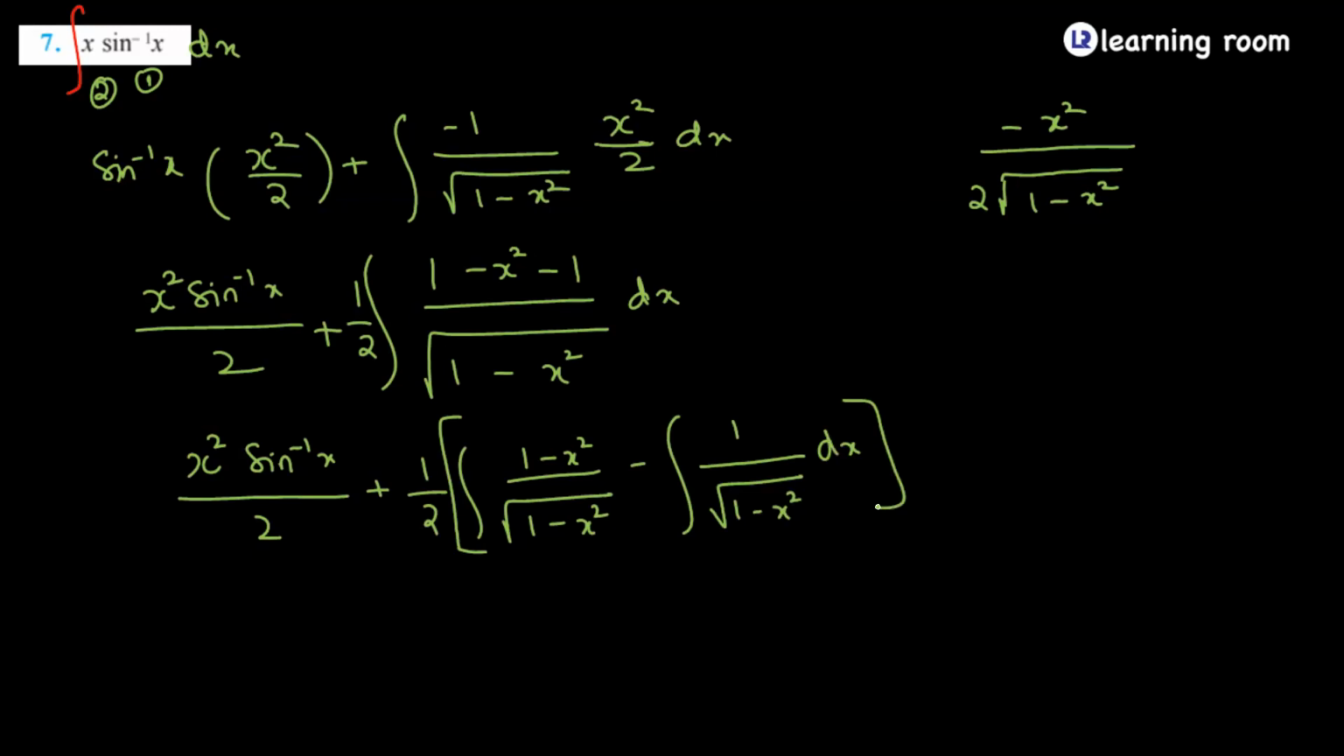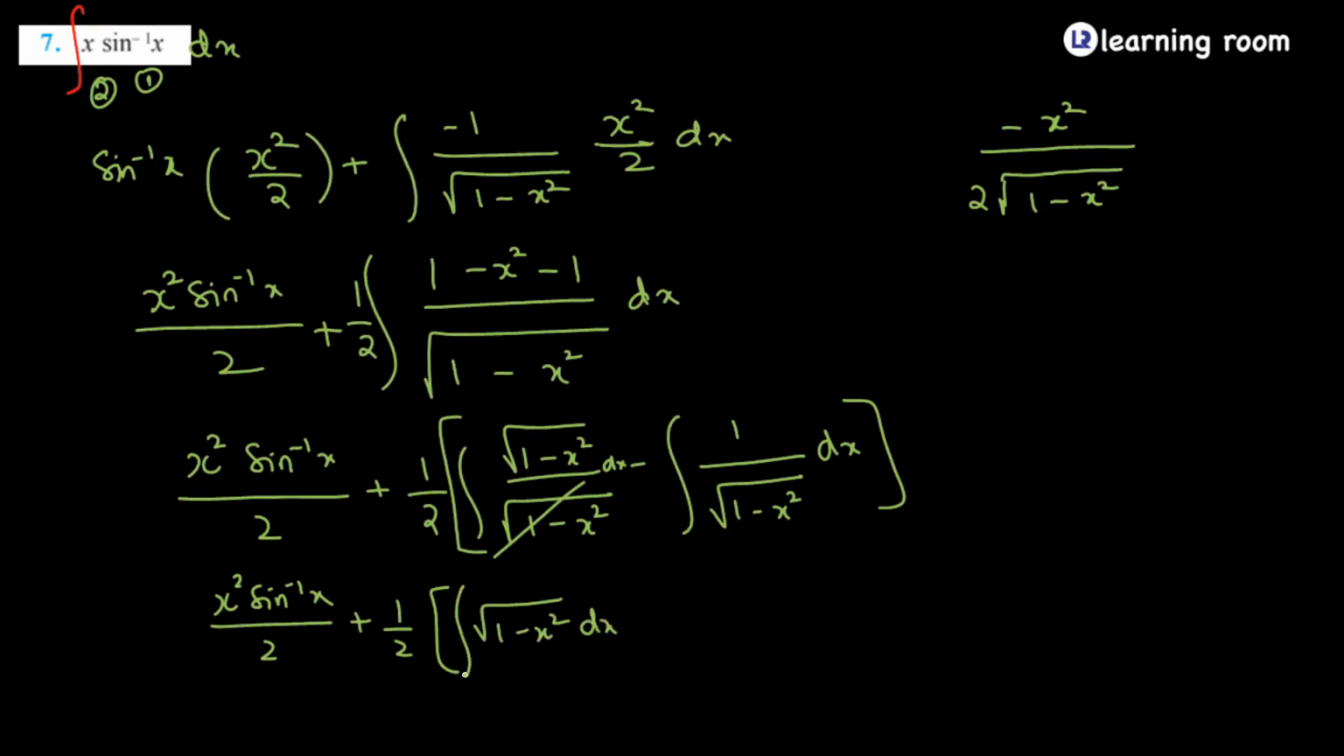See, the root of 1 minus x square will cancel this square root. Now what are you going to have? X square sine inverse x divided by 2 plus half into this root of 1 minus x square is there, no? This root of 1 minus x square dx is going to be there, minus what you have here. 1 by root of 1 minus x square integral is sine inverse x. Right?